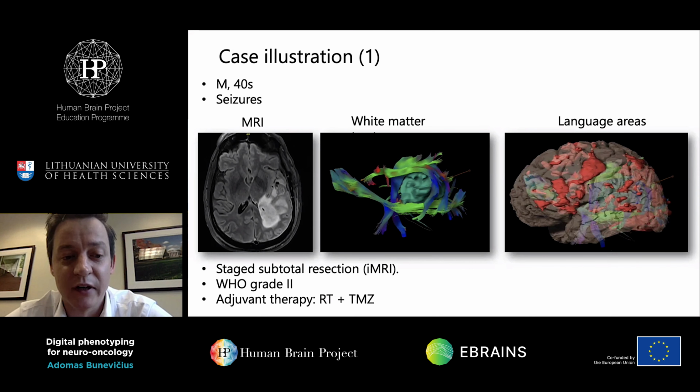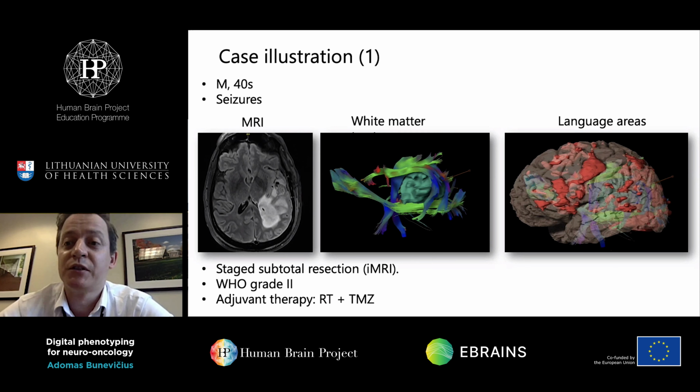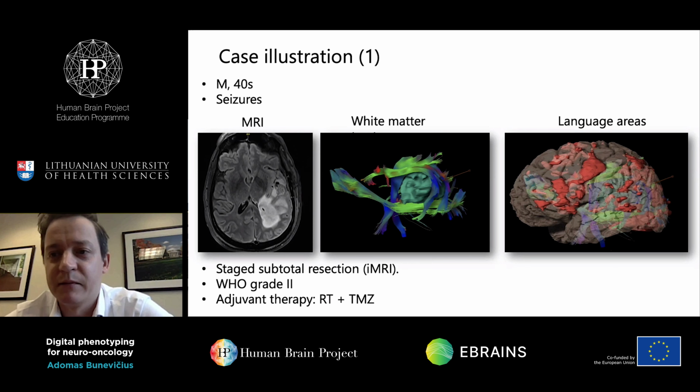So we decided to do a staged resection, a subtotal resection of the tumor. We told the patient that we cannot do a total resection safely. So we did a subtotal resection with intraoperative MRI and different mapping techniques in the OR. And it turned out, also because we knew that other treatment options are available.